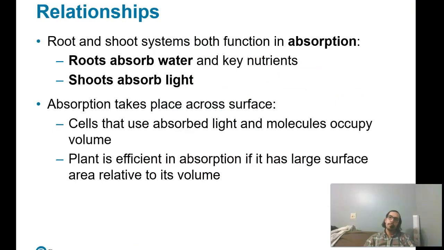The root and the shoot systems both function in absorption. So the root system absorbs water and the key nutrients like nitrogen and potassium and magnesium, and the shoot system absorbs sunlight or light. Okay? And because the absorption takes place across a surface, and because the cells that absorb light and molecules occupy volume, the plant is efficient in absorption if it has a large surface area to volume ratio.